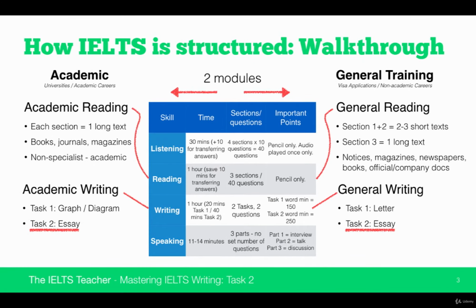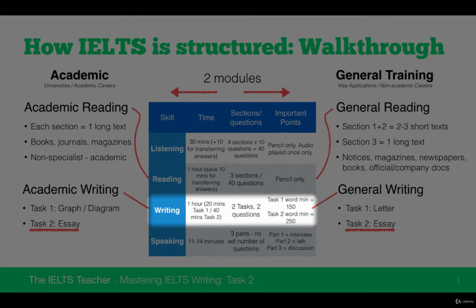After the reading test comes the test that we're interested in, which is the writing test. Again, you have 1 hour for the writing, and they recommend 20 minutes for task 1, where if you are doing the academic writing, then you will be describing a graph or a diagram or a process or a map. And if you're doing the general training writing, then you will be writing a letter in task 1. And then they give you 40 minutes for task 2, which is the essay. So 2 tasks, 2 questions, 1 question in each task.